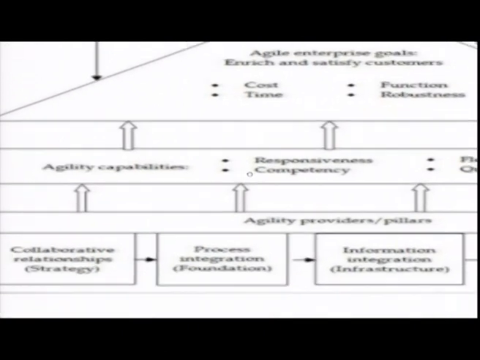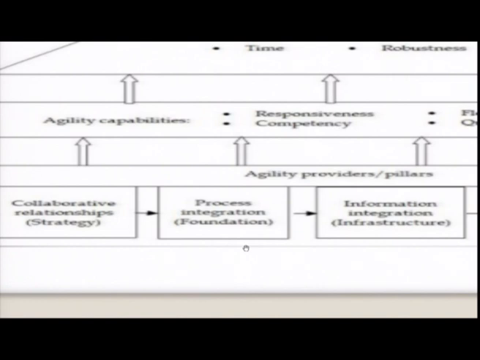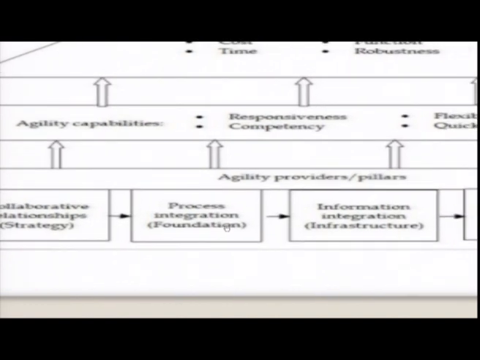Then let us see the collaborative relationships, which speak about the strategy factors. Strategy is nothing but how you plan and how you make your execution successful. For that you require a good amount of collaboration, so the collaborative relationship comes under strategy. Then we have the foundation to lay. One is called process integration. How do you integrate the process?